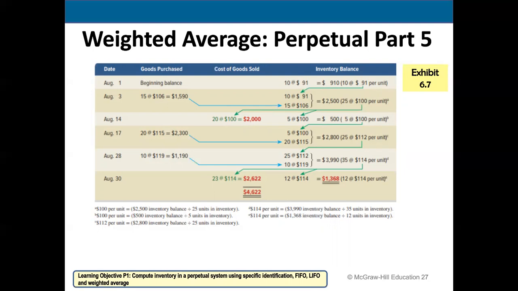The first method isn't really an assumption when we do specific identification because we know the actual amounts, so there's no assumption involved. But the other three, first in, first out, last in, first out, and weighted average, all are assumptions to help us to come up with the answer of, well, what was the cost of the items we sold? And what is the cost of the items we still have in inventory? I hope that helps clarify it.